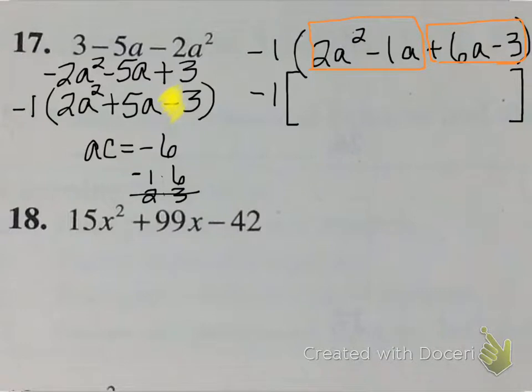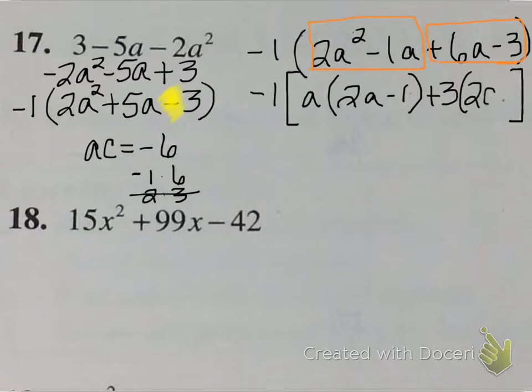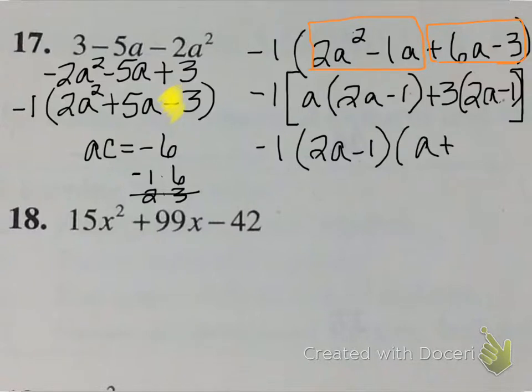My GCF in my first group is just an a, and then I'm going to have 2a minus 1. In my second group, I'm going to have a positive 2, which is going to leave me 3a, not positive 2, let's try positive 3. So it's going to leave me 2a minus 1. What do those 2 terms have in common? They have the 2a minus 1, and then what's left over? Well, a plus 3. So there's my final answer.